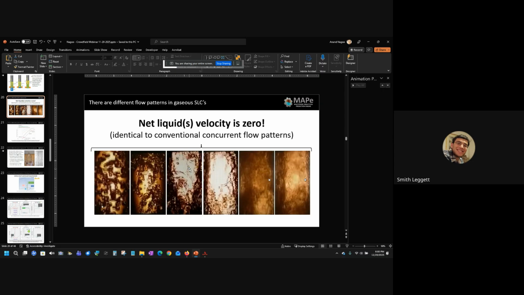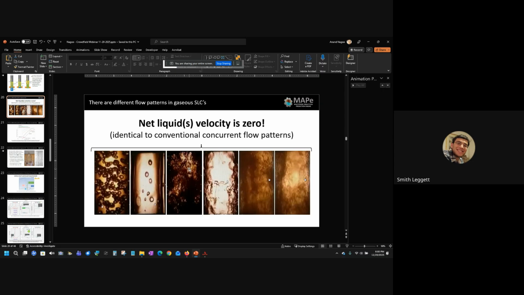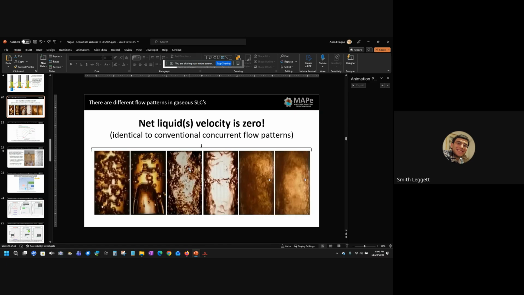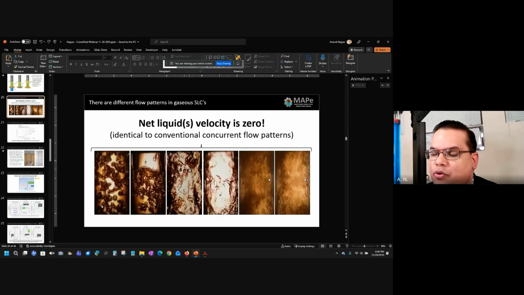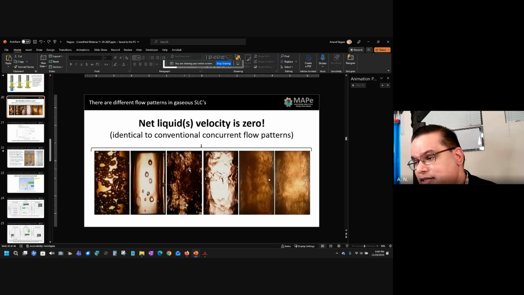This is Smith Leggett at Texas Tech University. I was curious if you could comment on the implications of this work to plunger lift and intermittent gas lift systems. Very important, yes. Two of my favorite topics again, right?